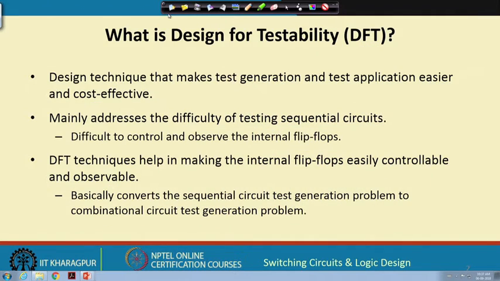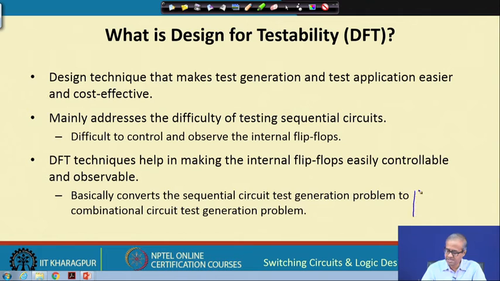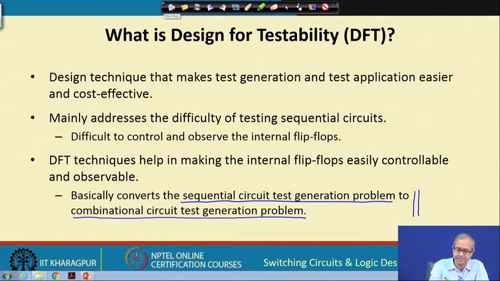So, the most important thing that we gain out of this is this last point, because we said that the sequential circuit test generation problem is very difficult. We want to simplify this problem into a combinational circuit test generation problem. How? We shall be seeing this.